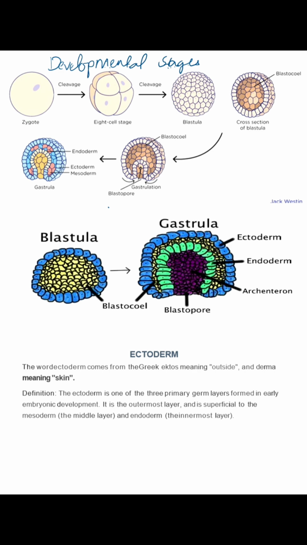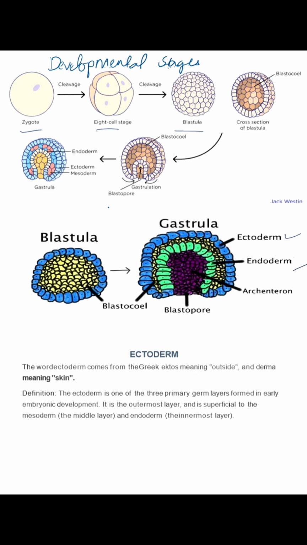Today we are going to learn about all the three germinal layers, that is the ectoderm, mesoderm and the endoderm, and the developmental stages. We'll start with the developmental stages. Now this is the zygote, where the fusion of two nuclei leads to the formation of the zygote, the single cell stage. Then it is an 8-cell stage, then the blastula.